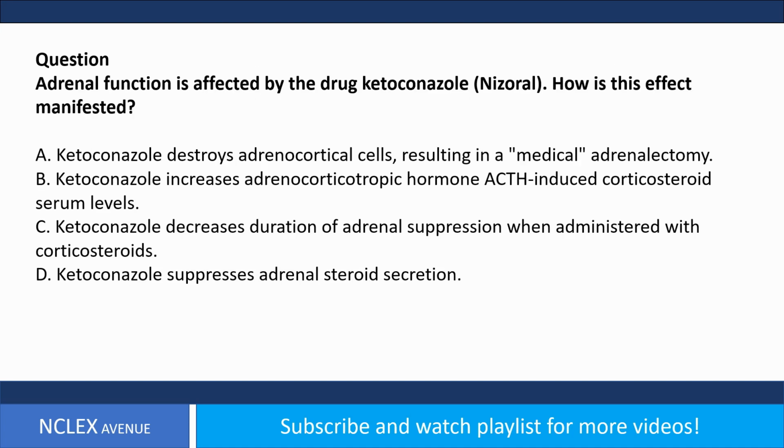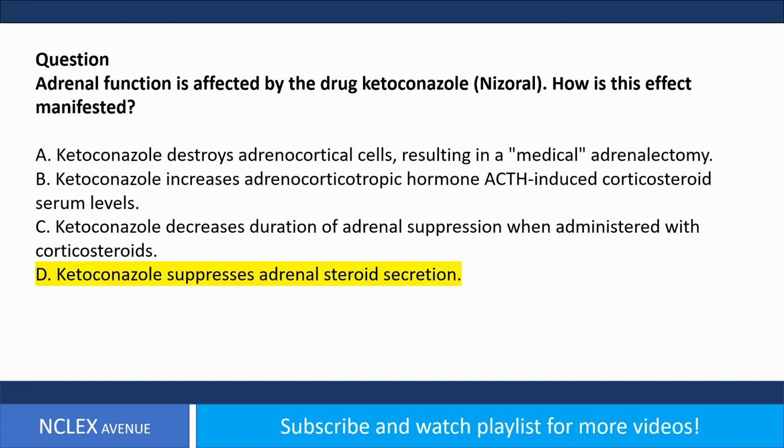Question. Adrenal function is affected by the drug ketoconazole, Nizoral. How is this effect manifested? A. Ketoconazole destroys adrenocortical cells, resulting in a medical adrenalectomy. B. Ketoconazole increases adrenocorticotropic hormone (ACTH)-induced corticosteroid serum levels. C. Ketoconazole decreases duration of adrenal suppression when administered with corticosteroids. D. Ketoconazole suppresses adrenal steroid secretion.